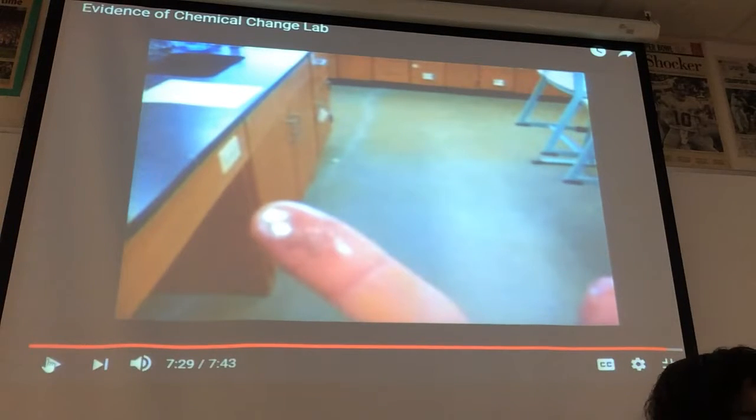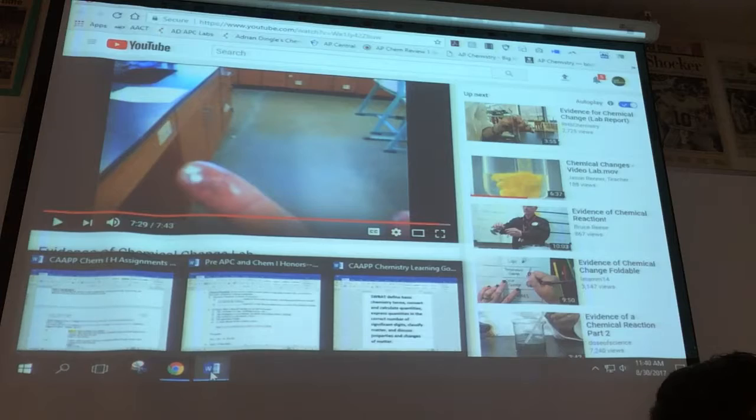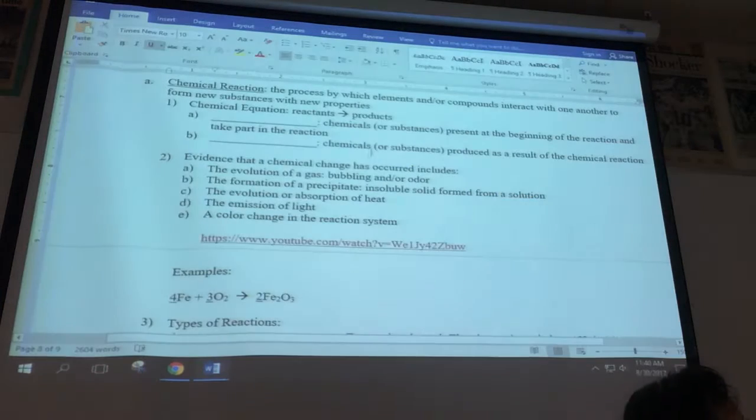But there were many, many, many examples of different lines of evidence that a chemical change occurred. And you could see the bubbling, the precipitate formation, the color change. You didn't really see either of those, but you saw those in the previous video. So those are all examples that a chemical change has occurred, evidence that a chemical change has occurred, and you'll be looking for those lines of evidence when you do your labs.